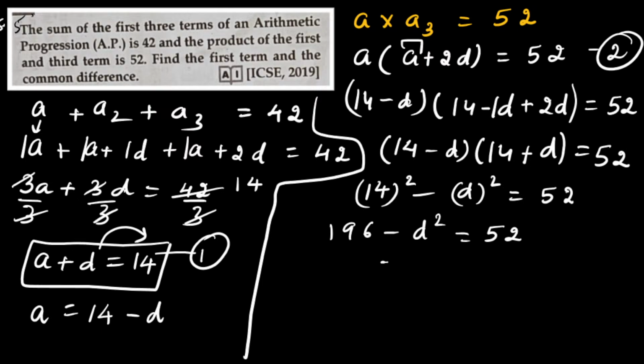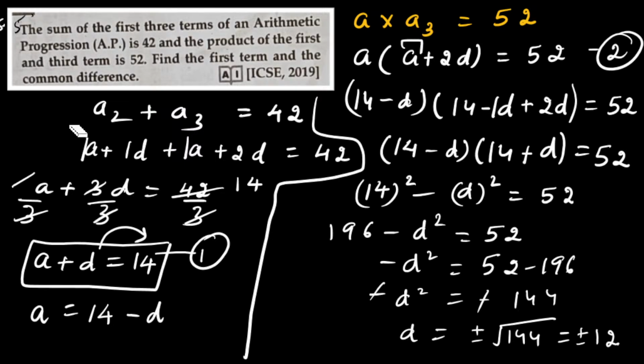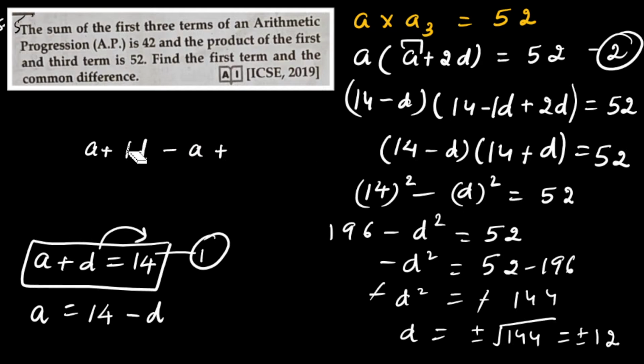So 196 minus d square is equal to 52, so minus d square is equal to 52 minus 196, which is minus 144, and this minus minus signs will cancel. So d is equal to square root of 144. Whenever we write a square root, it will become plus and minus. So the square root of 144 is 12. You can solve it by prime factorization, and directly also you can write, because 144 is a very common number. So we have found two values of d, plus 12 and minus 12.